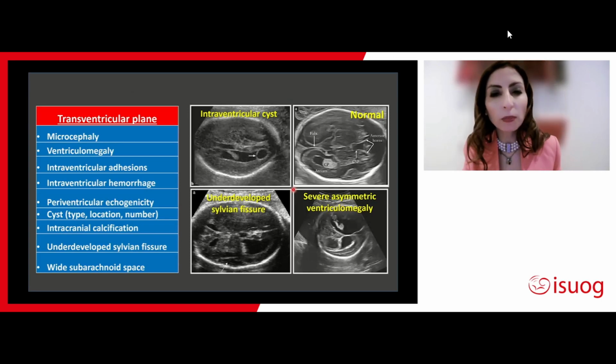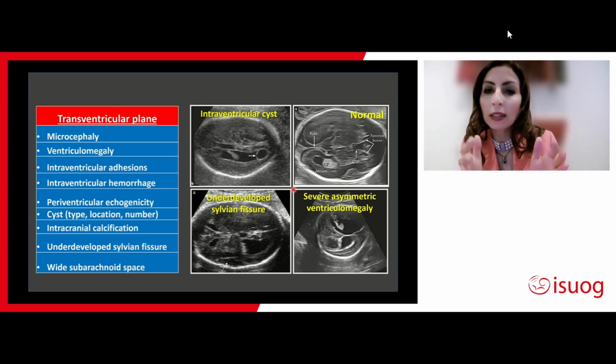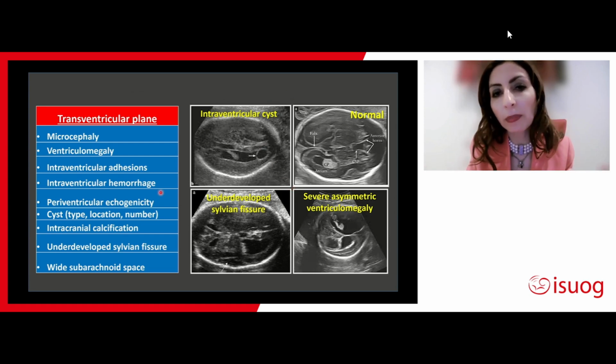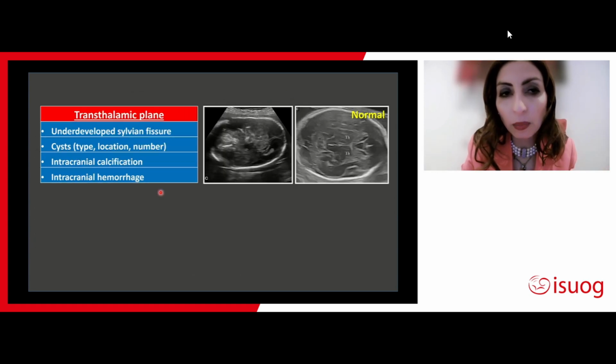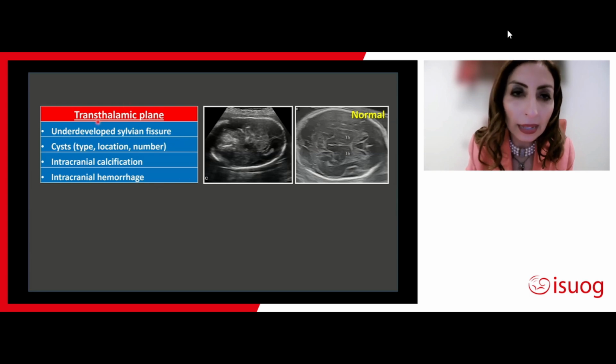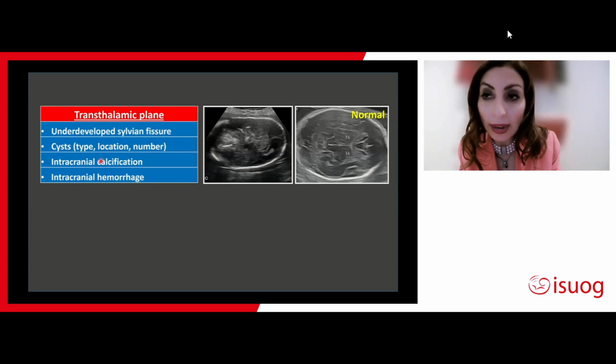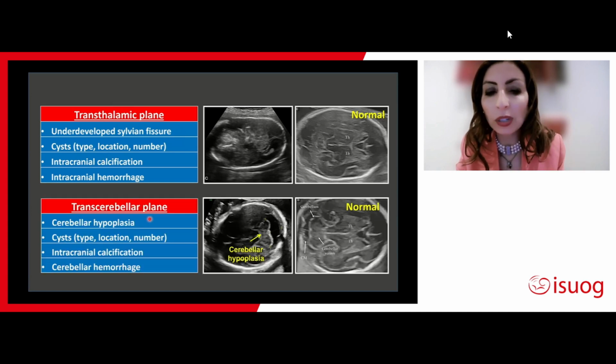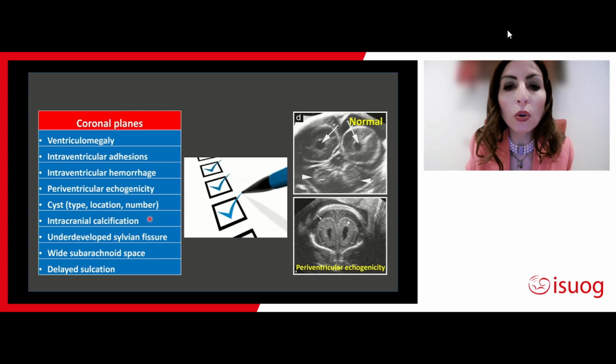So back again to my suggestion: have this checklist approach in the various planes in the detailed neurosonography as per the ISUOG guidelines. Here, the transventricular plane, I've already gone through this list before. When you go through the transthalamic plane, these are the things that you might come across. The transcerebellar plane, I mentioned the posterior fossa abnormalities. In the coronal planes, you can demonstrate the ventriculomegaly, the adhesions, and the hemorrhage.